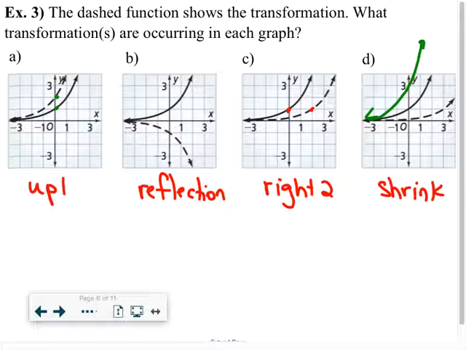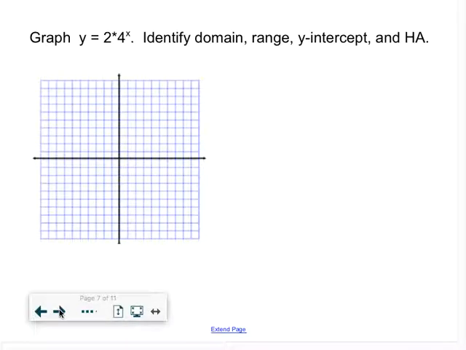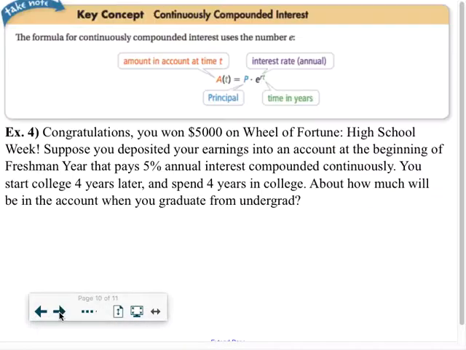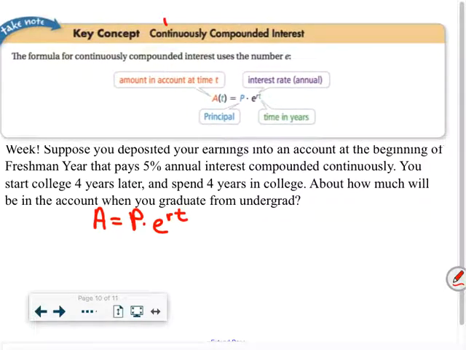is we talked yesterday about compounding interest, and I gave you an orange half sheet with several formulas. What we're going to do today is we're going to learn about a new one, and it's called PERT. And I like to call this one PERT. It's A equals P times e to the RT. You're going to use this one only when you see continuously compounding. So here's the big idea.